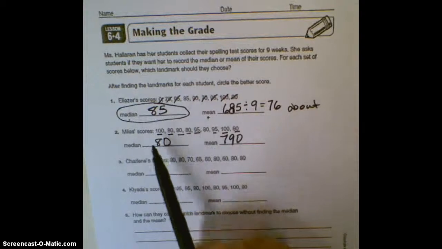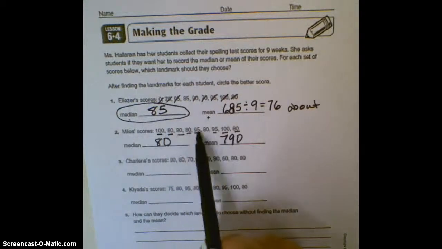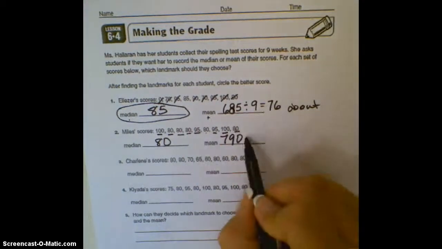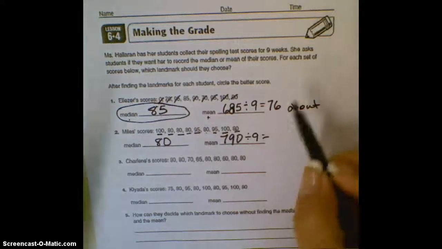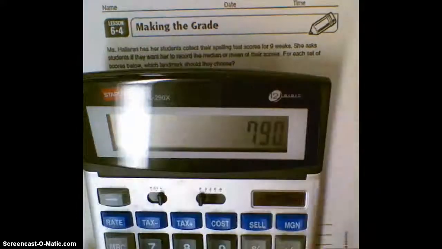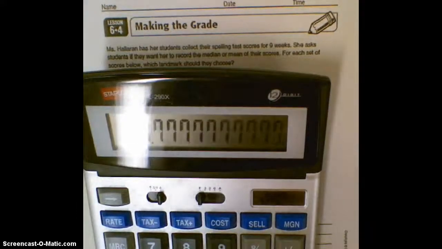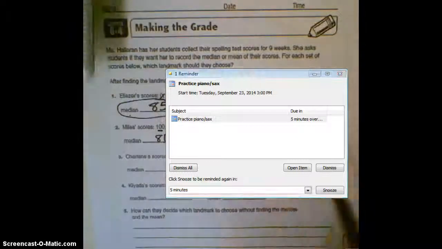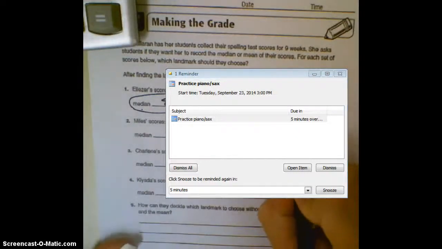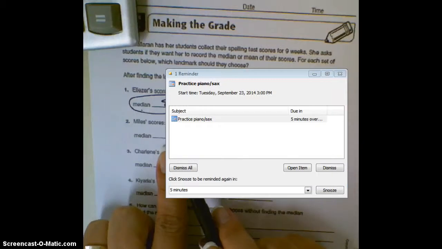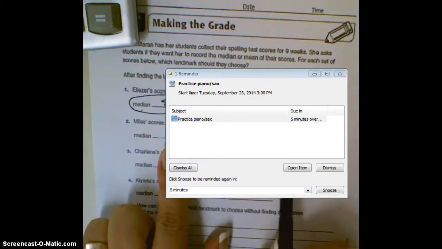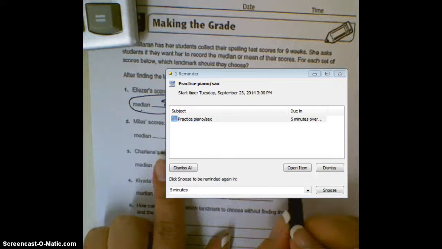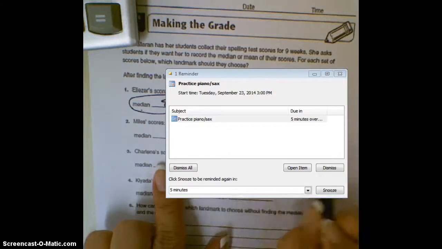Now divide by the number of numbers. 1, 2, 3, 4, 5, 6, 7, 8, 9. Divided by 9. And let's see if we get a crazy number again. Divided by 9 equals, and we do. This time though, it's a 0.7, so that's going to round up. So we'll get 88. About 88. So on this one, would we be better off to record the mean or the median? Since the mean is higher, this one would be a better score.